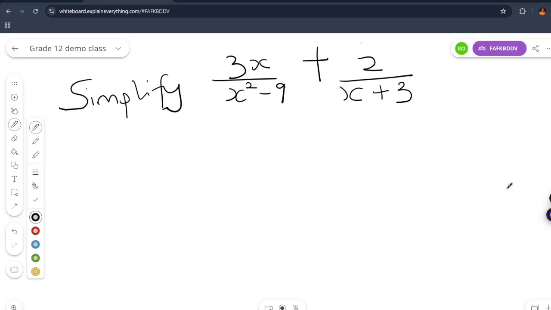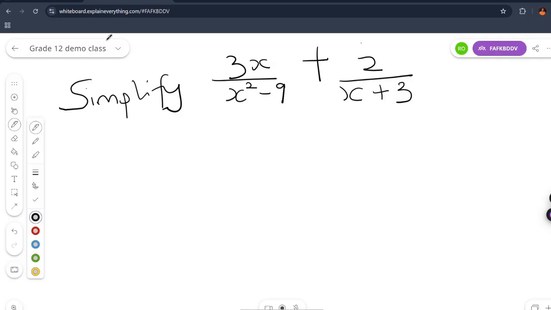Now, we are to simplify this algebraic expression. This is an expression. It is not an equation because there is no equal sign in it. So, to simplify this, we will start by factoring the denominator. This is where factoring the denominator comes in. So, let's look at the denominator that we have, the x squared minus 9. x squared minus 9 is the same thing as (x plus 3)(x minus 3).